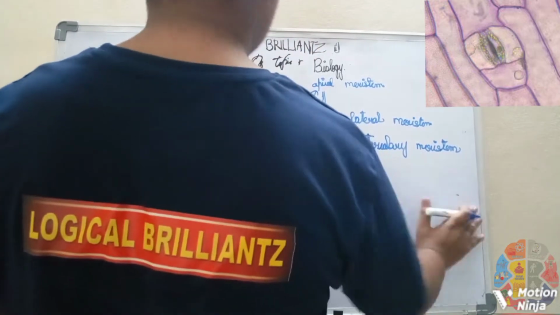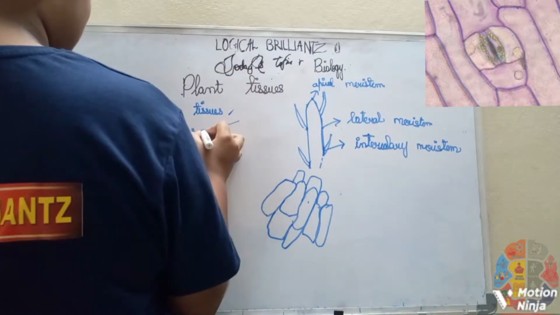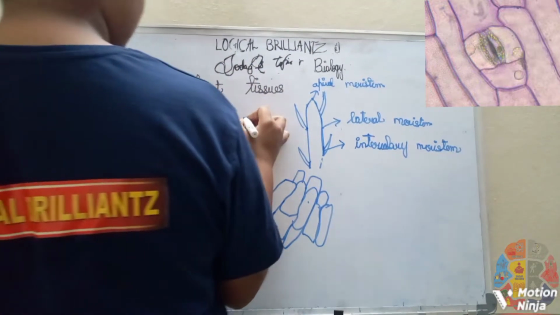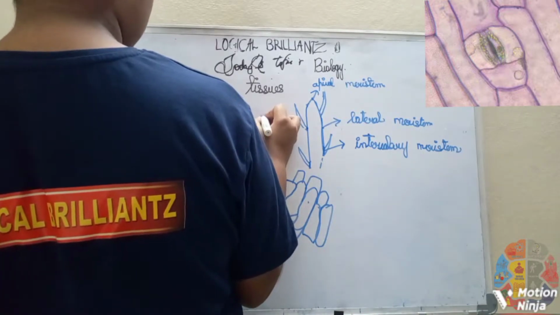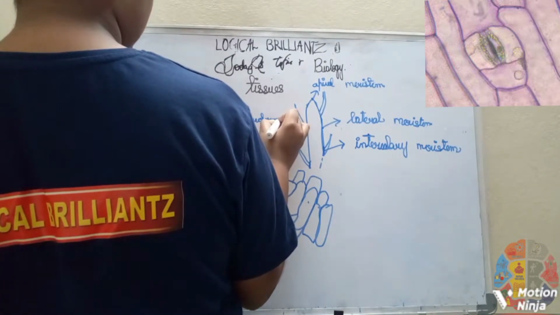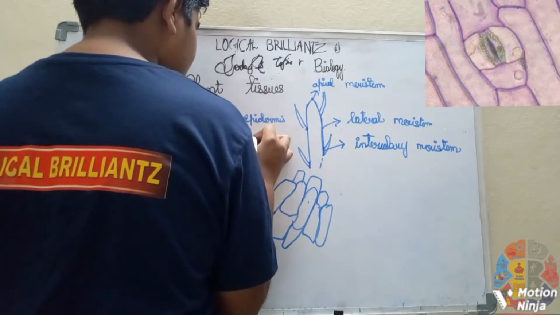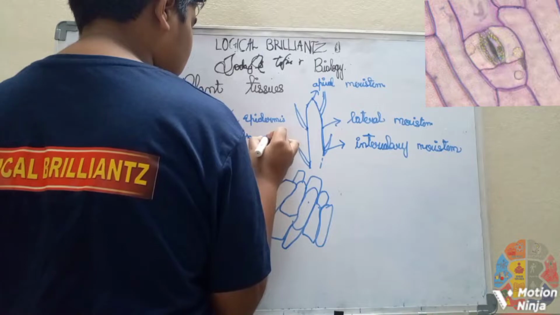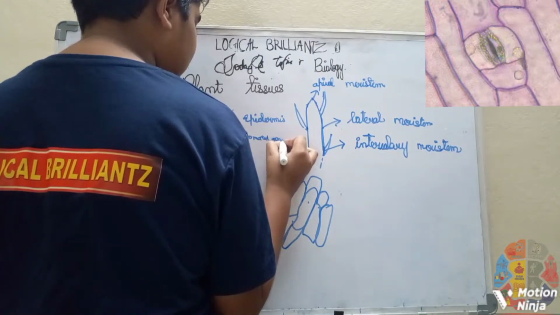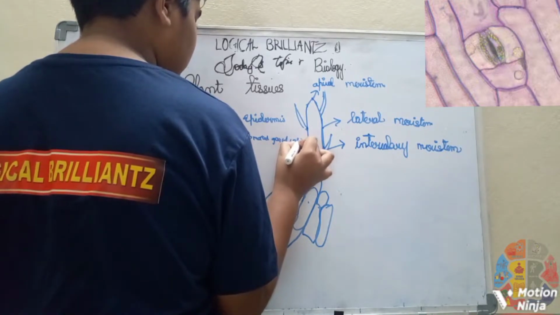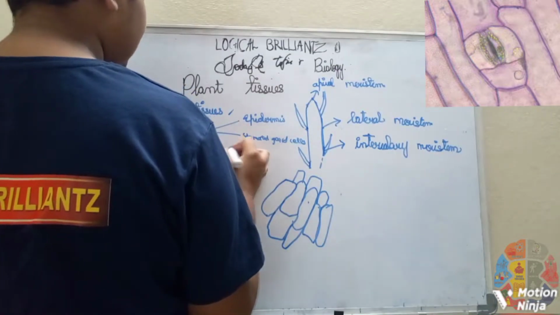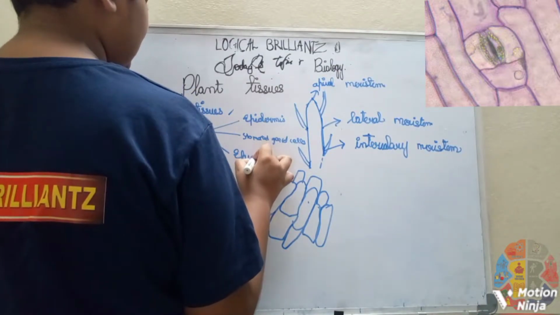Okay. In dermal tissues, there are 3 layers again. First one is epidermis. And second one is stomatal guard cells. And third one is epidermal hairs.